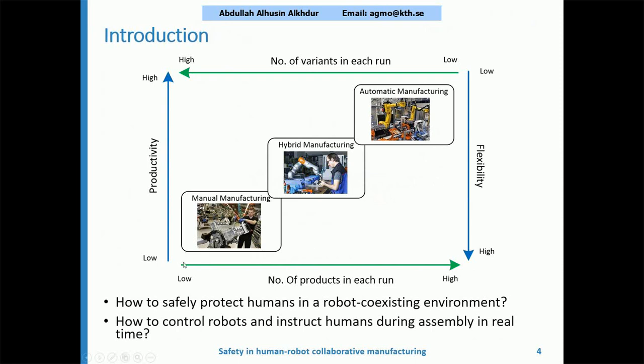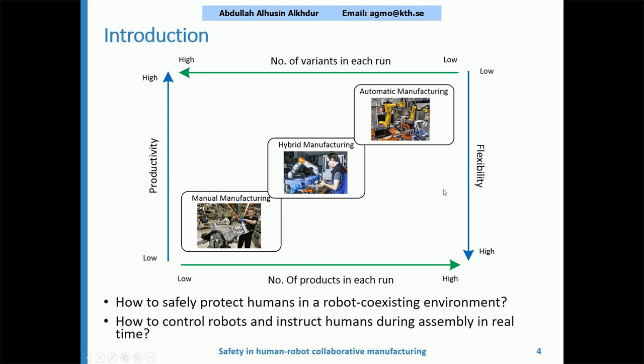So basically, if you want to have a low productivity and high flexibility, basically you're talking about a manual manufacturing, where the number of products on each run is low and the number of variant is high. While in the other direction, you have in the far right side, automatic manufacturing, where the flexibility is low, the variant in each run is low, but at the same time, the number of products on each run is high. So we are talking about the mass production. So the productivity is high as well.